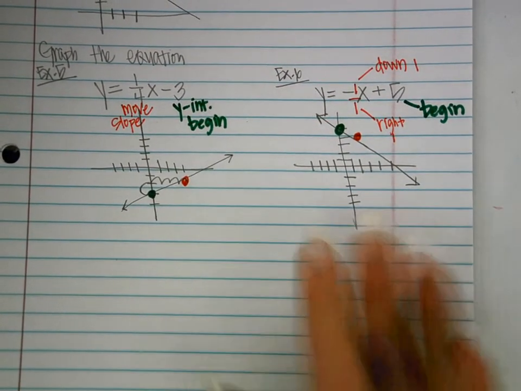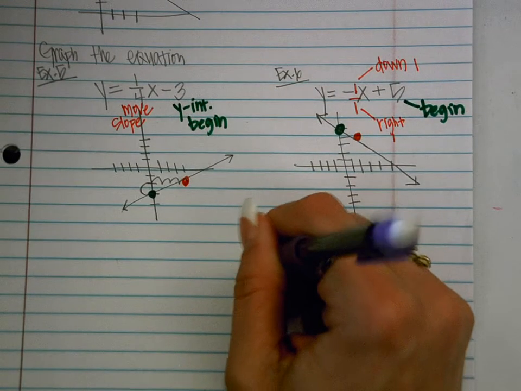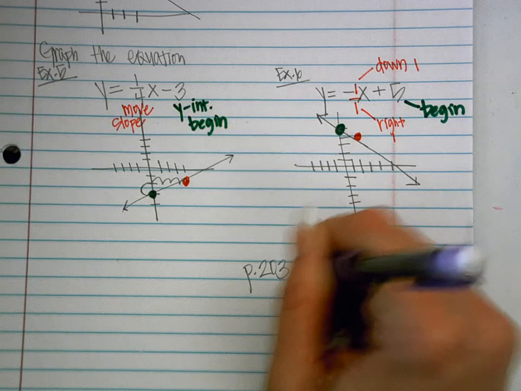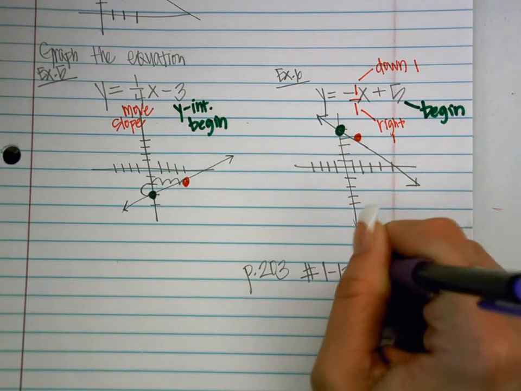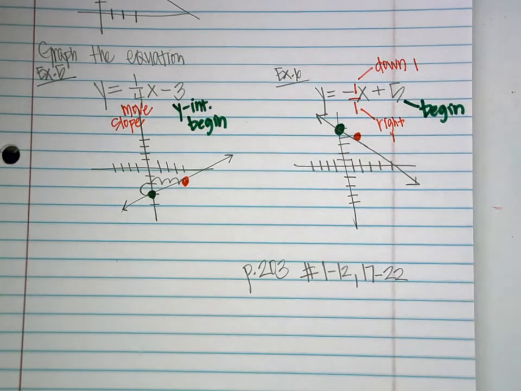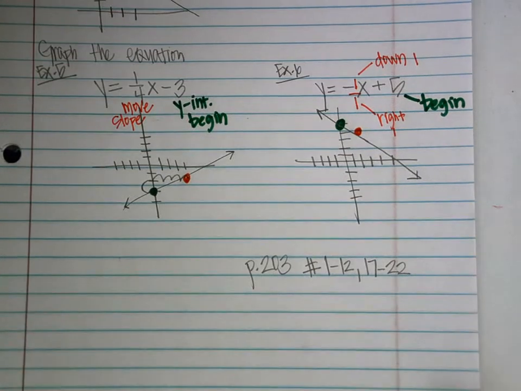Make sure you write this down: your homework for this is going to be on page 203. You are doing numbers 1 through 12 and 17 through 22. I expect both homework assignments to be done tomorrow, because yes, I am obviously collecting and correcting both of them.